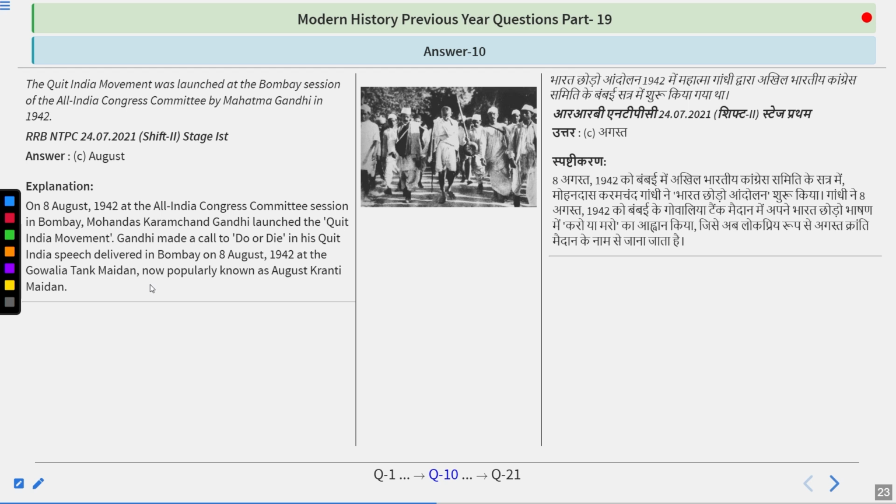So at the All India Congress Committee session in Bombay, Mohandas Karamchand Gandhi launched the Quit India movement. Gandhi made a call to do or die in his Quit India speech delivered in Bombay on 8th August 1942 at the Gwalior Tank Maidan, now popularly known as Agast Kranti Maidan. So do remember, answer is August.